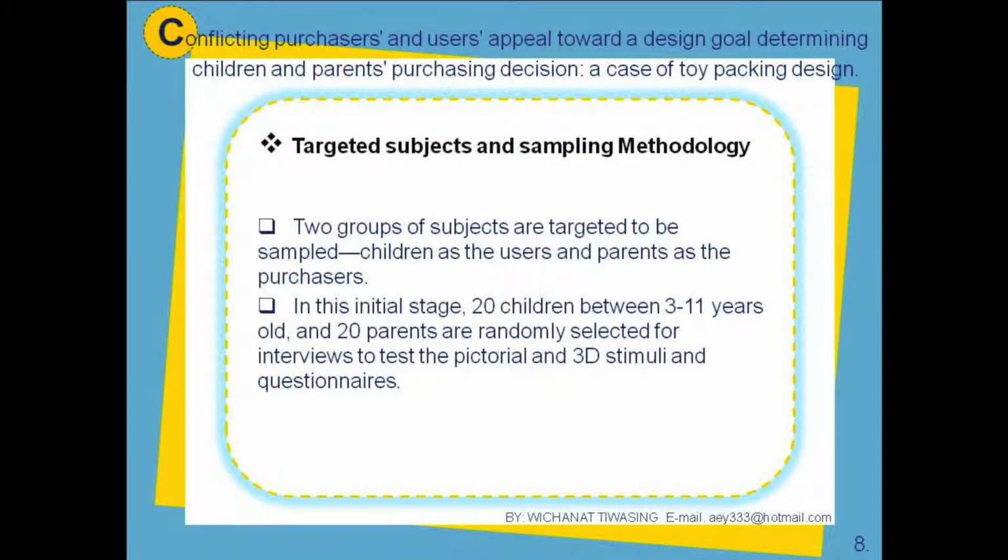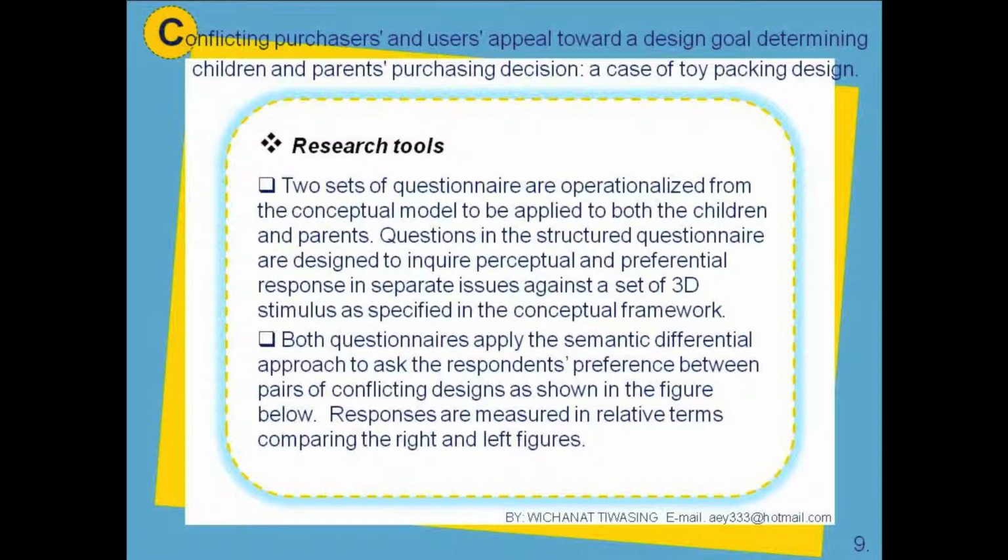Targeted subject and sampling methodology. Two groups of subjects are targeted to be sampled, children as the users and parents as the purchasers. In this initial stage, 20 children between 3 to 11 years old and 20 parents are randomly selected for interviews to test the pictorial and 3D stimuli and questionnaire. Two sets of questionnaires are used to ask children and parents separately.